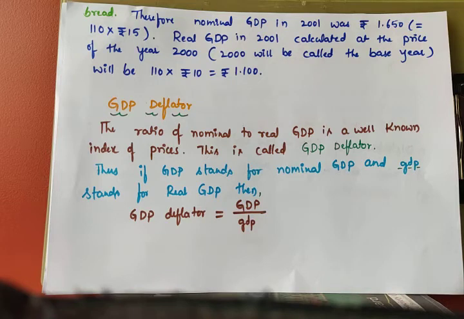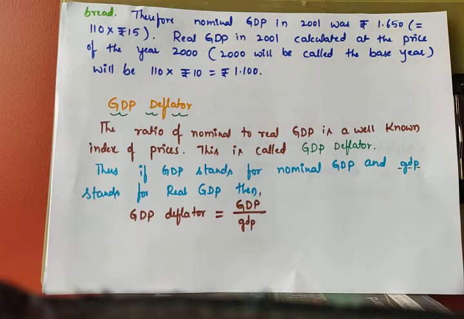So real GDP calculated in 2001, how much happened? That is 1650. But according to the year 2000, GDP at current price was 1000. But the same country produced 110 units of bread in 2001 at rupees 15 per bread, and this time the GDP was 1650. So what we are calculating in 2001 is nominal GDP. What we already calculated in 2000 was real GDP.